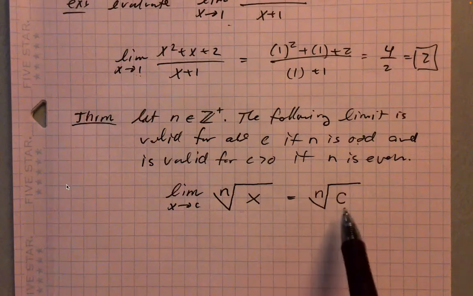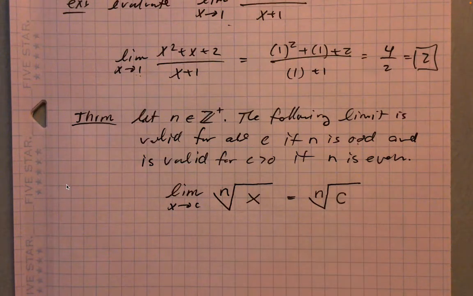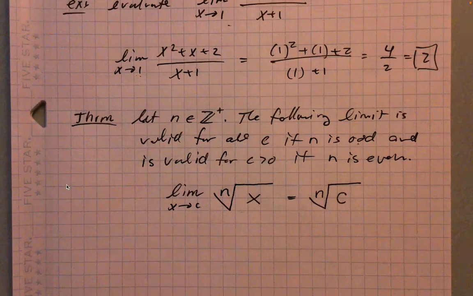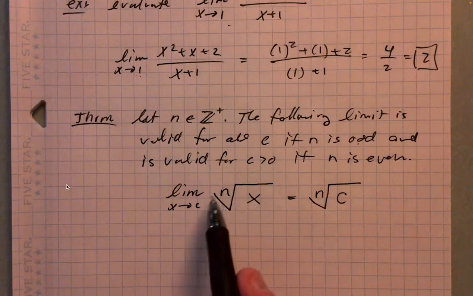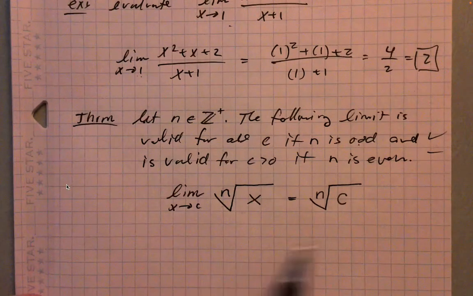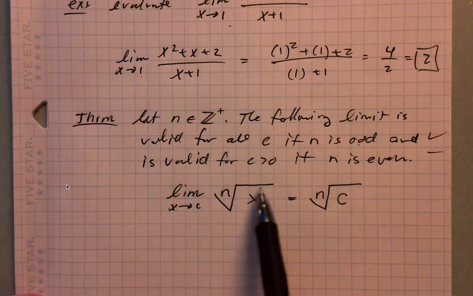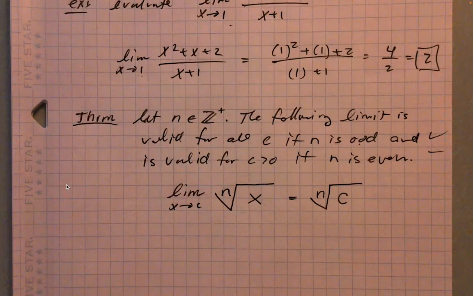So if n is like 2 or 4 or 6, then c has to be positive in order for this theorem to hold. Now, if n is an odd number, like the third root of x, then negative numbers are fine. You can take the cube root of a negative number and have it be a real number. That's not a problem, right? So hopefully that's clear. It's a bit of a wind up here, but it should be obvious why that's the case if n is even and n is odd.